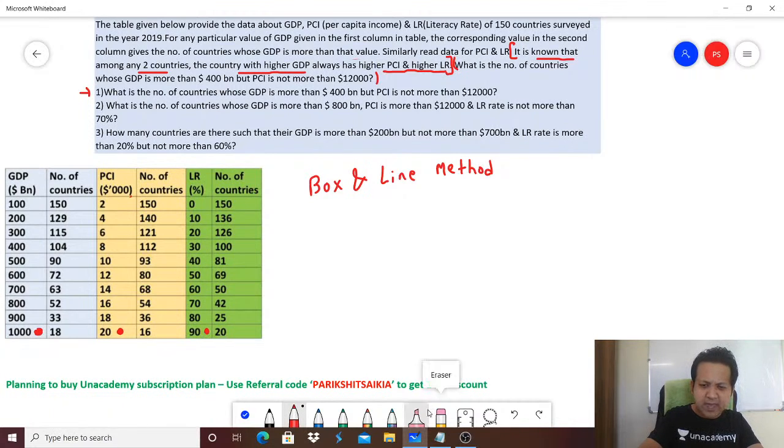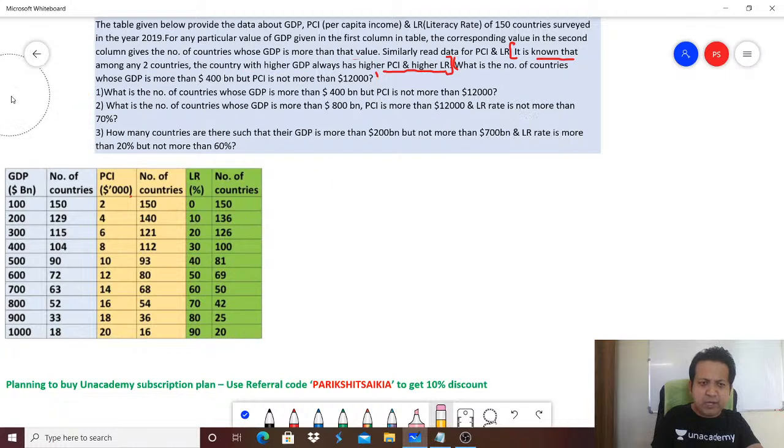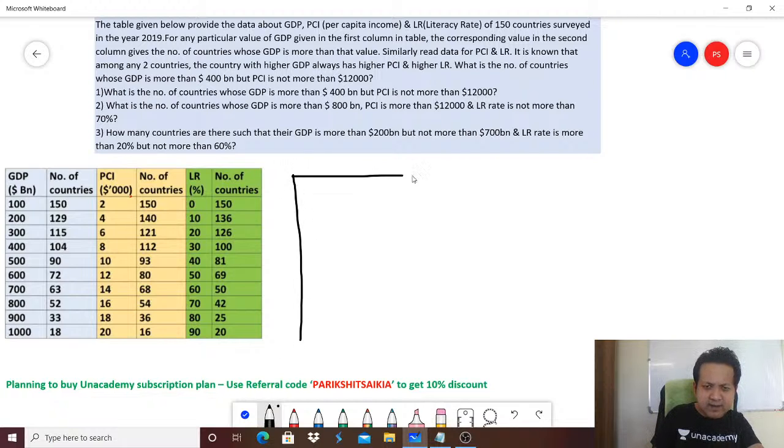Now let's look at this very, very unique approach that I'm going to teach you here. Now what will I do? Let's draw a line. Let's draw a box. I call this the box and line method.